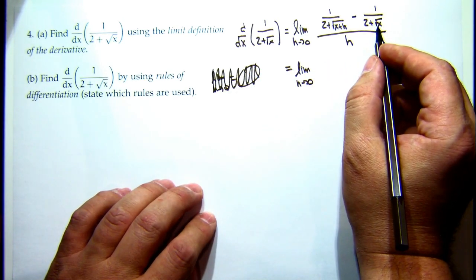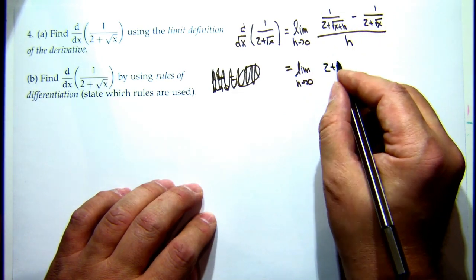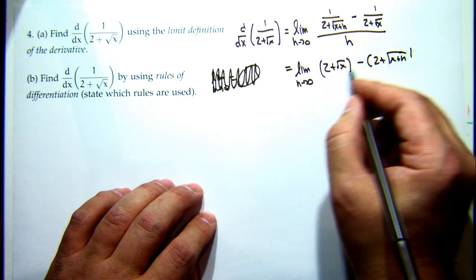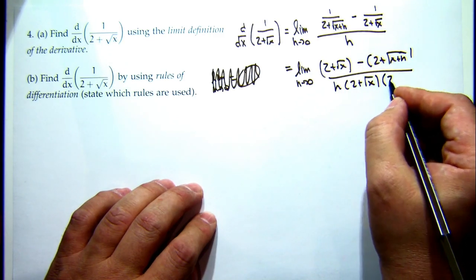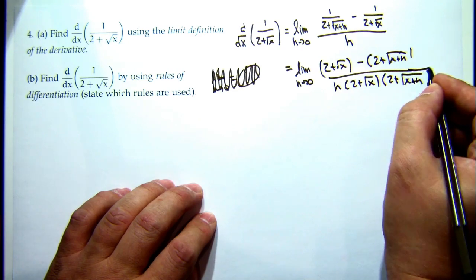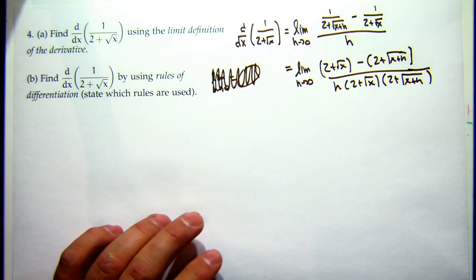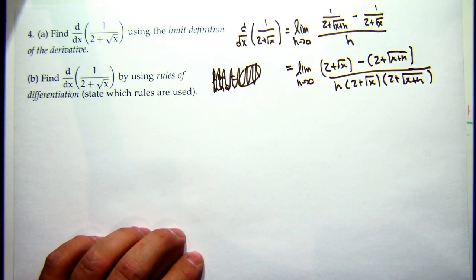All right. So the common denominator, you multiply the two things together. So you would have 2 plus root x minus 2 plus root x plus h over h downstairs, 2 plus root x, 2 plus root x plus h. So that was a little bit faster than I normally go, but in the interest of time, I want to get through at least 5. And I got to go quick if we're going to get to number 5. Anyways, I just added the fractions together and got rid of the fractions within fractions.